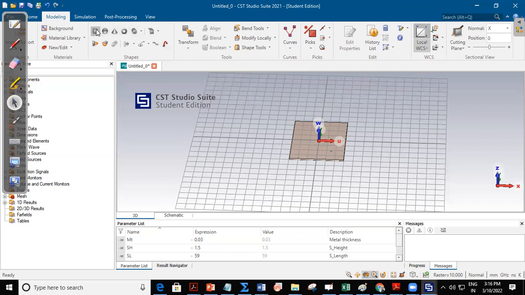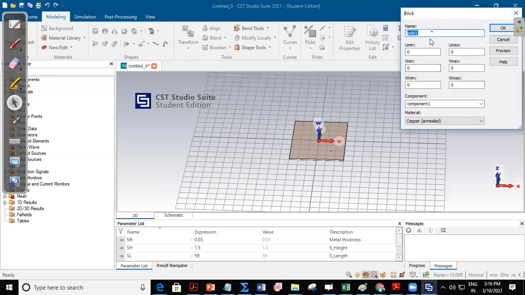Here you are going to create another brick. This is the third component we are creating, the patch. It will be named patch. Write from minus PW, because this is the length of the patch. We are naming it PL, sorry, minus PL by 2 to plus PL by 2.